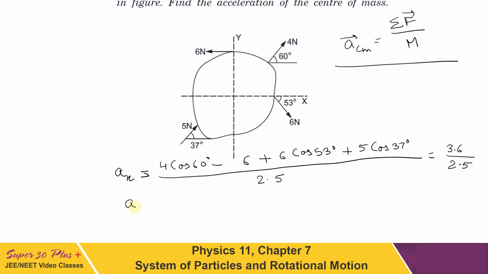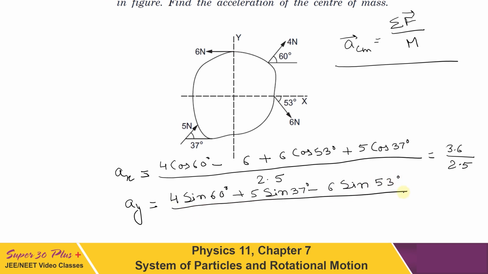If I write along y direction, then the forces along y direction are 4 sin 60 degree. There is no component for the 6 Newton force, plus 5 sin 37 degree minus 6 sin 53 degree, as it will be in downward direction. So these are the forces along y-axis, and this whole divided by 2.5, that is equal to 1.7 upon 2.5.